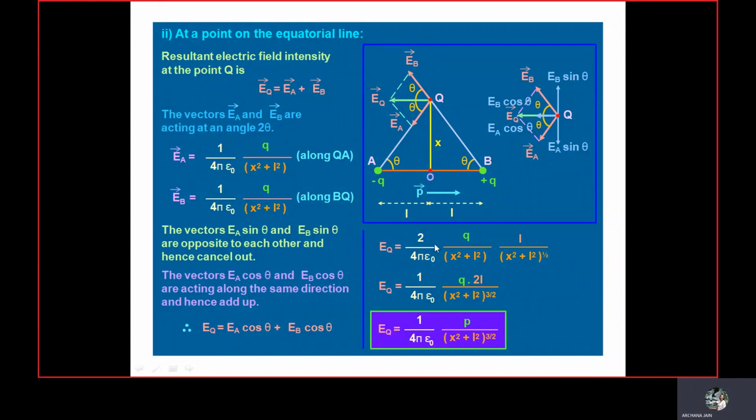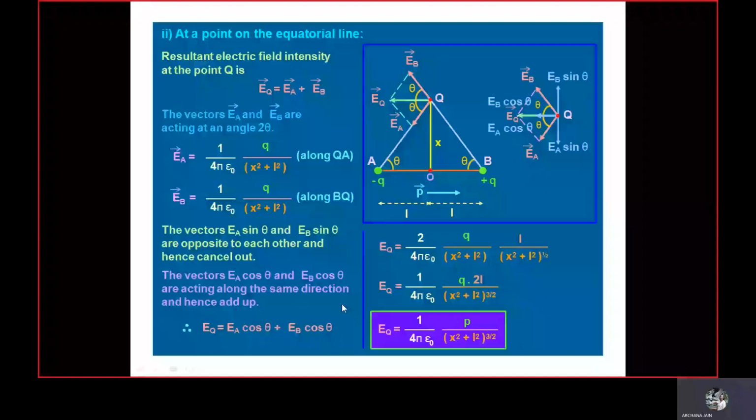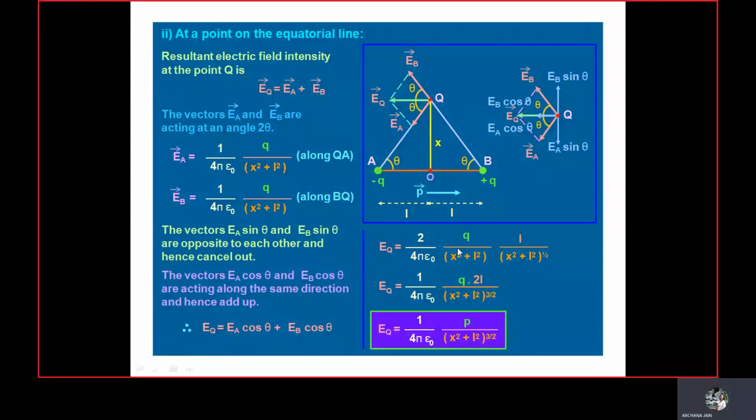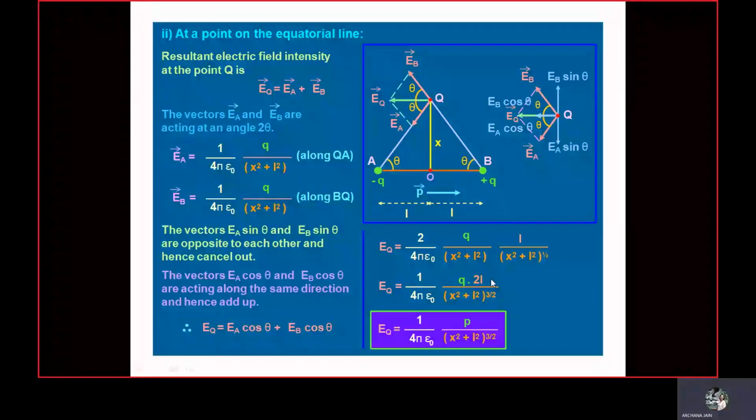Substituting the value of EA, 1 upon 4 pi epsilon naught, q upon x square plus L square. Now we substitute the value of cos theta also, that is L upon under root x square plus L square. Now we calculate this: 1 upon 4 pi epsilon naught, q into 2L upon (x square plus L square) to the power 3 by 2. q into 2L is replaced by p.